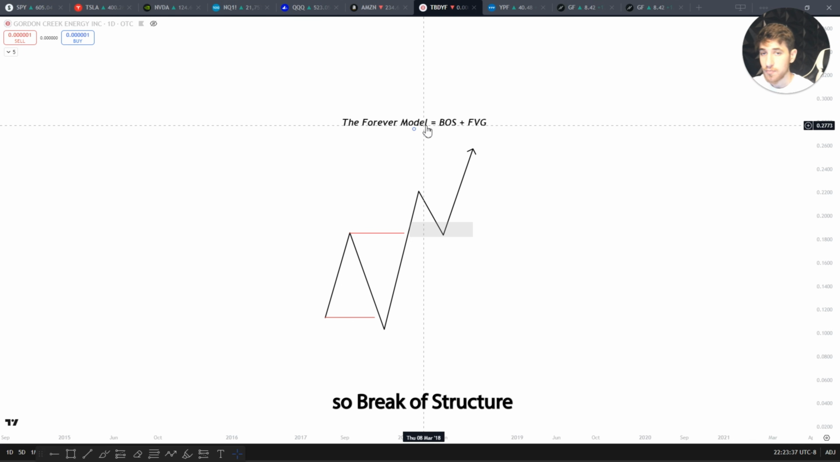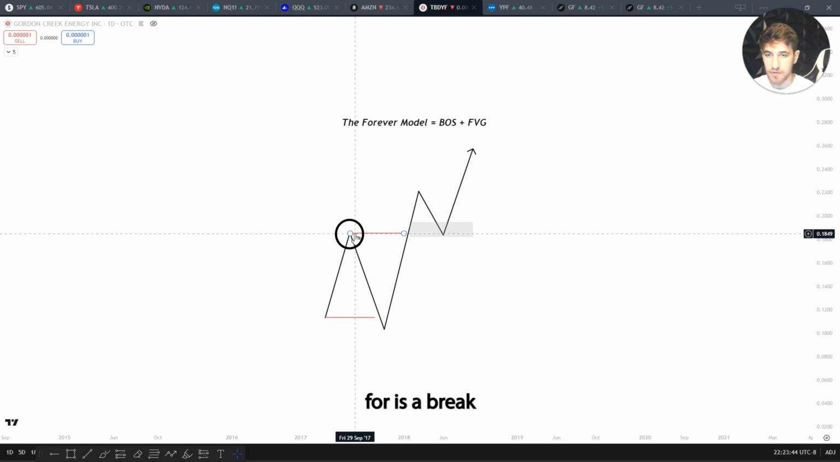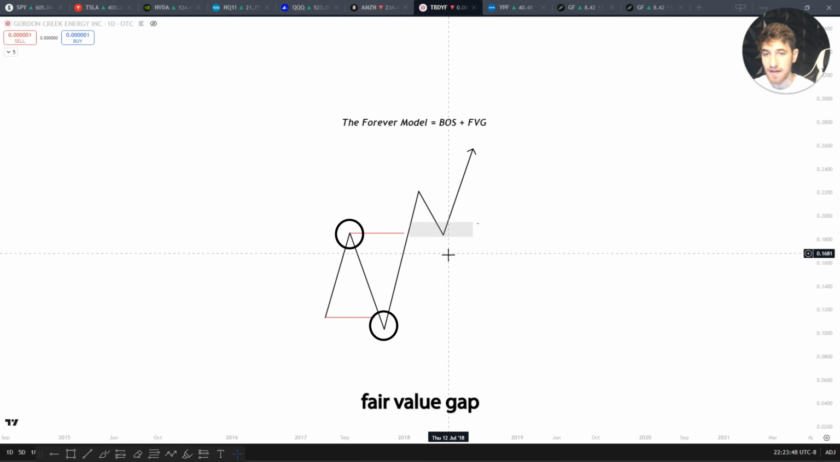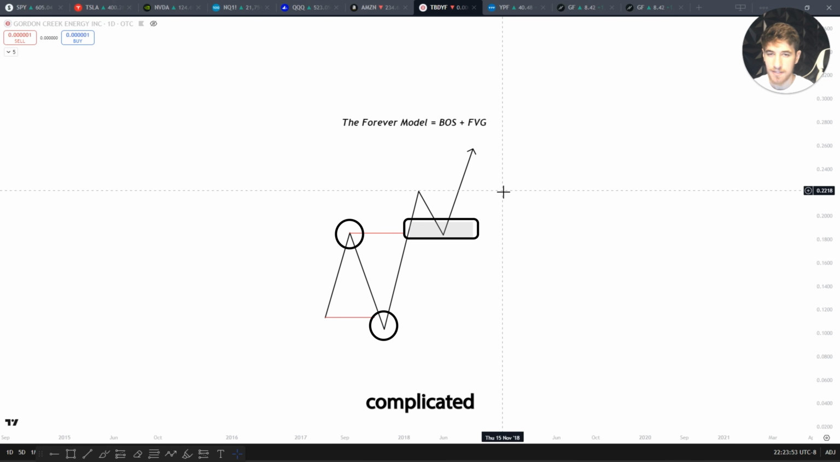All right. So the breakup structure for Rally Gap is very simple, and we'll break everything down in a second, step by step. But basically what we look for is a break above a key high or a key low, and then we look for a fair value gap, and that is what we play based on our trades. All right. So nothing really too complicated. It's very simple, 2 steps, doesn't have a lot really going to it, but it works like a charm.